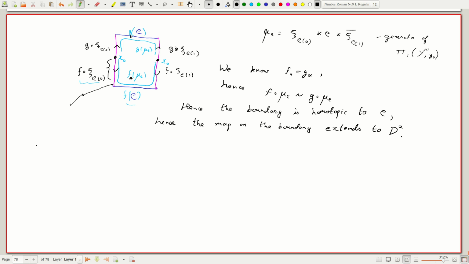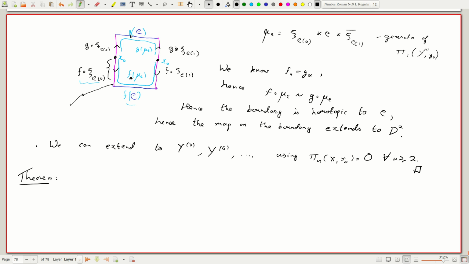So now we are in wonderful shape, because we can extend to Y3, Y4, etc., using simply the fact that pi n of X, x0, is 0 for all n greater than or equal to 2. So now we are exactly as we were in the previous case. Hence we can construct a homotopy between f and g as soon as the maps agree on the fundamental group.